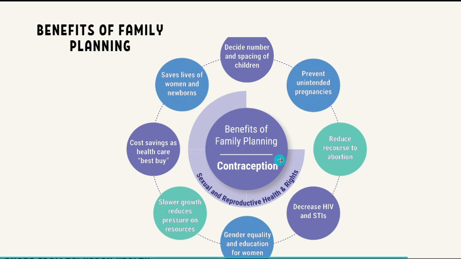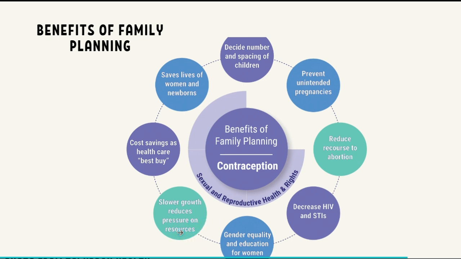So then also, family planning decreases HIV and STIs, and promotes gender equality and education for women, so that the person is not having pitney back to back to back when they can't take care of them. They actually get to go to school and get their other life goals out of the way as well. And this one is for females specifically. And then slower growth reduces pressure on resources.